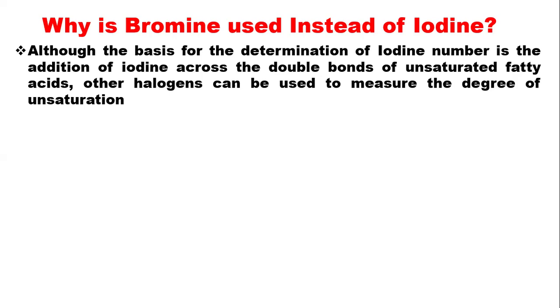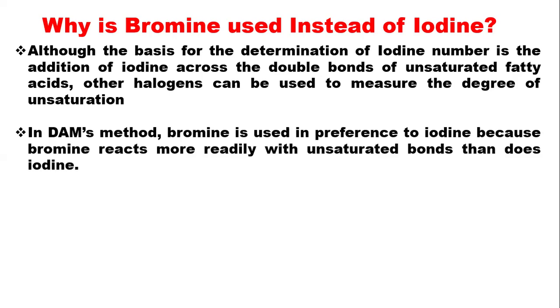So the order of reactivity is decreasing down the group, right? The most highly reactive in group 7, the halogen group, is fluorine, followed by chlorine, then bromine, then iodine. So bromine is above iodine in terms of reactivity. Bromine is more reactive than iodine. So in Damm's method, bromine is used in preference to iodine because bromine reacts more readily with unsaturated bonds than does iodine, as we highlighted earlier.